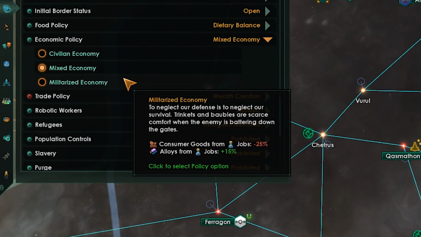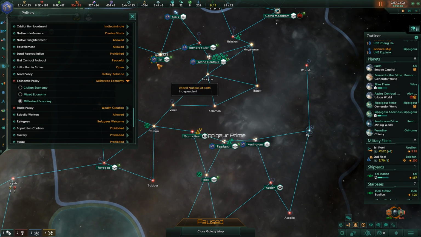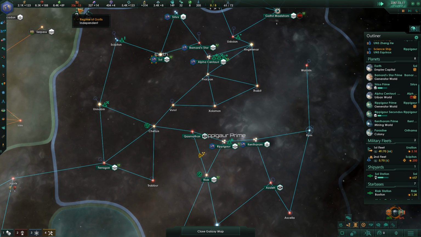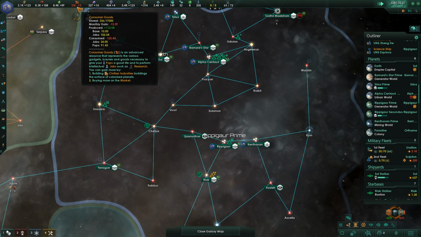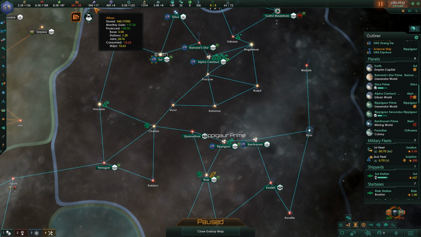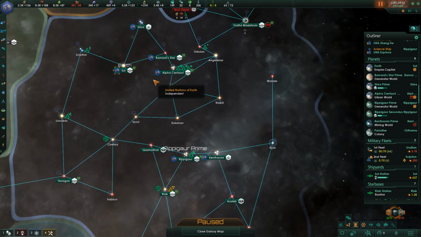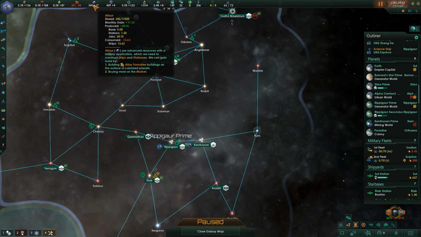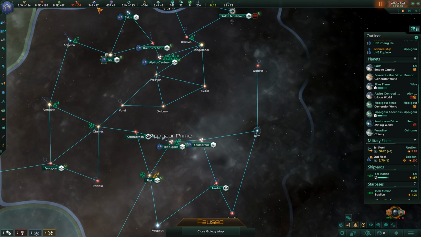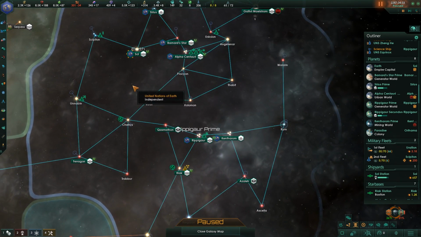And we got our militarized economy if we want to reduce the income of consumer goods and increase the amount of alloys we're producing. Now, considering I am in a war right now, let's militarize our economy and watch our consumer goods absolutely crash, but our alloys go up fairly significantly. Well, significantly, it's now plus 17, and our consumer goods are completely through the floor. So by itself, unless you're already generating a reasonable amount of alloys, it's probably not a good idea to go for a militarized economy, and keeping it on a mixed economy is probably a better idea.